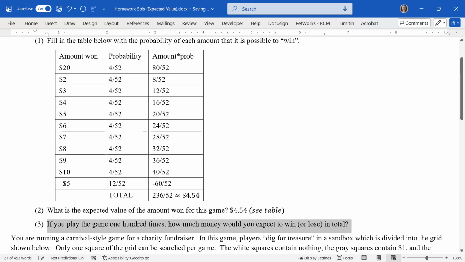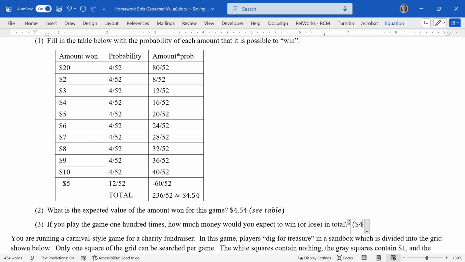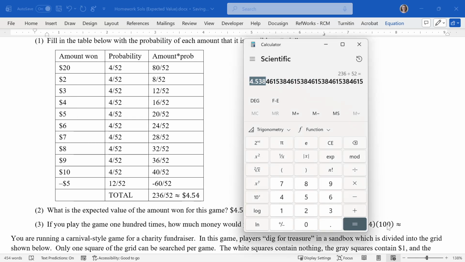Okay, now the last question in this section, if you play the game 100 times, how much money would you expect to win or lose in total? So you're expecting to win this much, 4.54, on each game on average, so you would just multiply that by 100. So you're getting that much on average 100 times. So we're just doing 4.54 times 100, and I guess I could keep a couple more decimal places from my calculator answer here, but if you hadn't kept them, then you'd be getting 454. If you did keep a few more decimal places, you could get a more precise answer, 453.84.